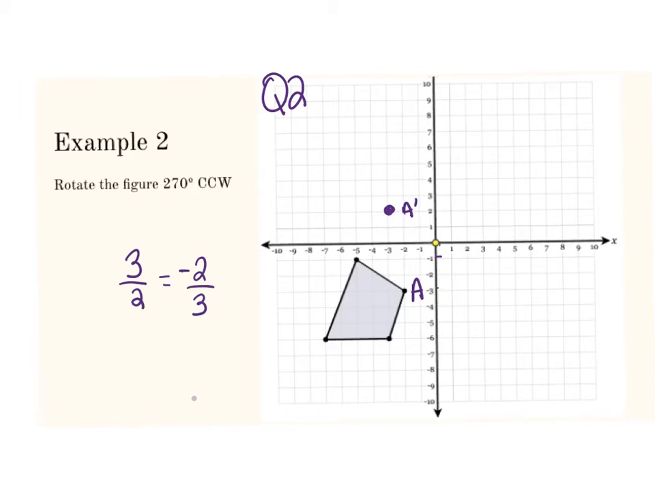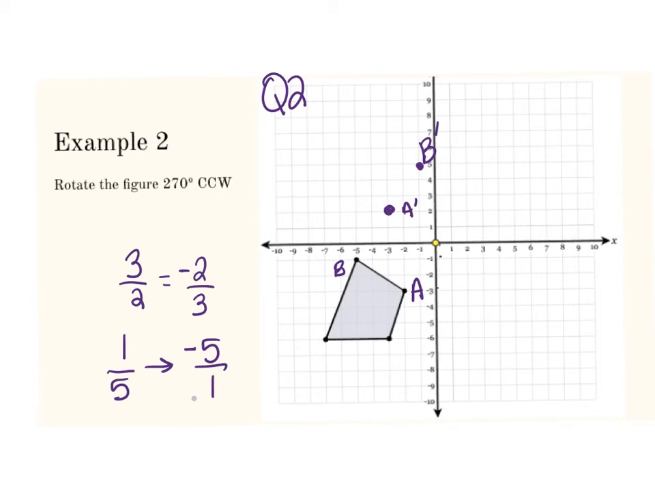Once I've gotten that point, I'm going to find another vertex. So from the origin to, I call this point B, I'm going to count down 1, and then I'm going to count over 5. So when I flip this, I get 5 over 1, and then I make it negative because it started out positive. So when I draw the perpendicular line, I count up 5 and over 1, and there's where point B prime would be.